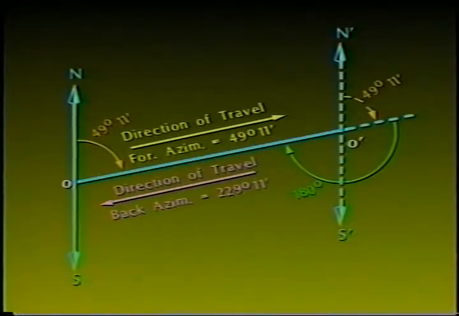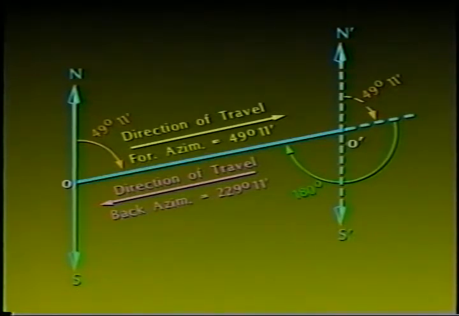Frequently, for computational purposes, the surveyor must determine back azimuths of lines. Again, very simply done. Just add or subtract 180 degrees from the forward azimuth of a line. In the graphic now on screen, the forward azimuth of line D to E is 49 degrees 11 minutes based on the angle measured from north and the direction of travel.